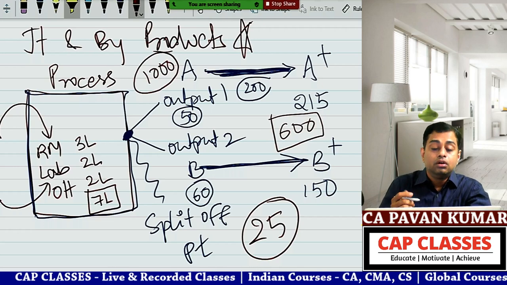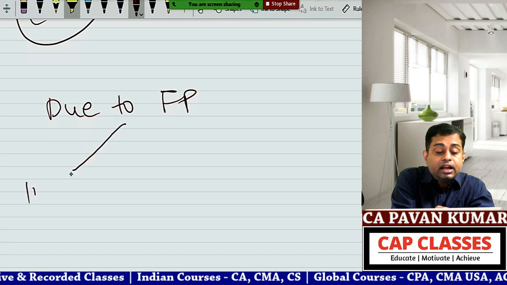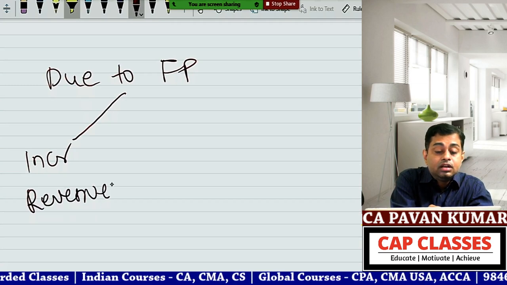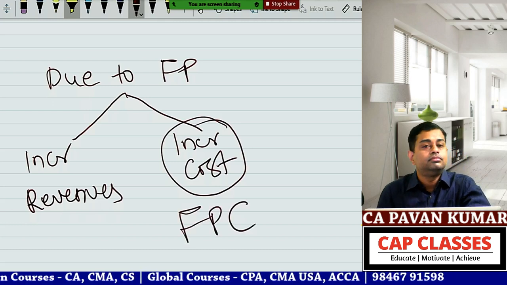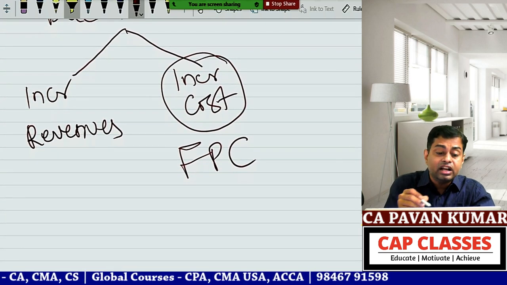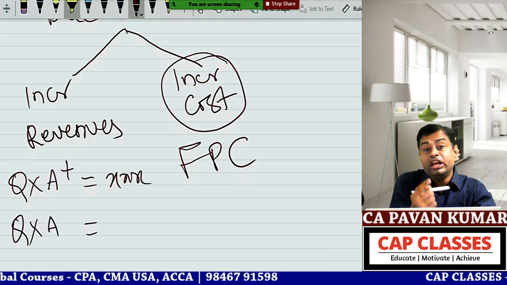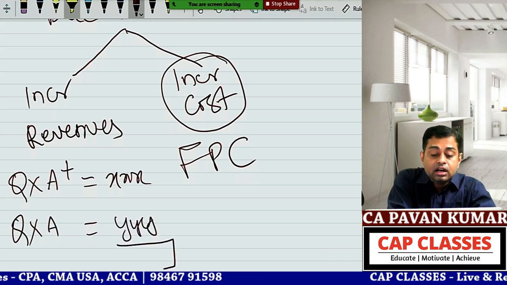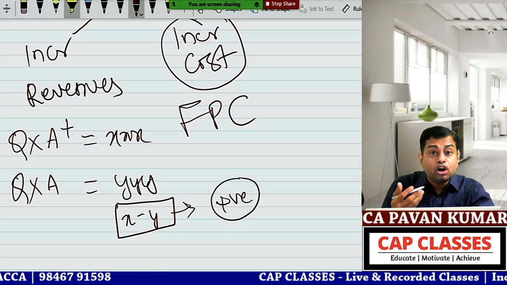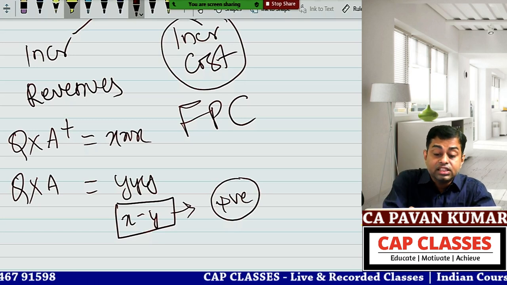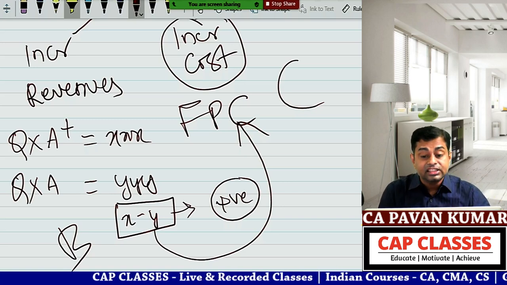So what is the conclusion? Due to further processing, there is incremental revenue, and there is incremental cost. What is the incremental cost? It is known as further processing cost. What is incremental revenue? Quantity into A plus price is equal to XXX rupees, minus quantity of A that came into its price, YYY rupees. Now this is X minus Y. If this is positive, that means more than the further processing cost, compare this cost and this benefit. If the benefit is more than the cost, then further processing is advisable.